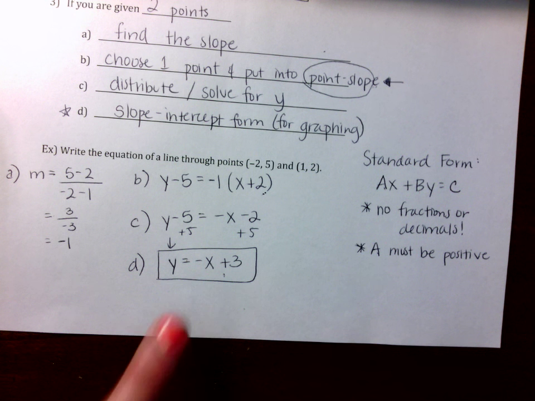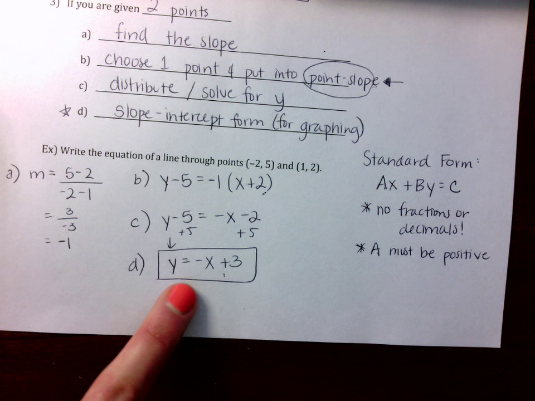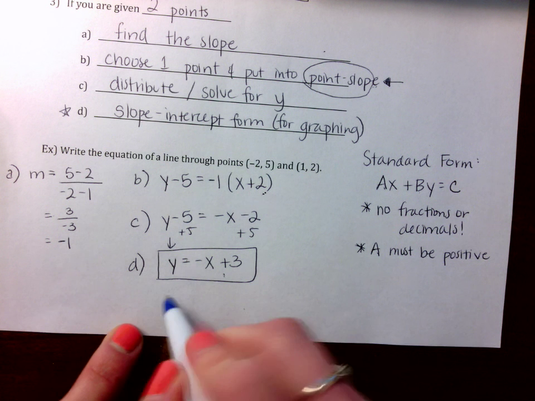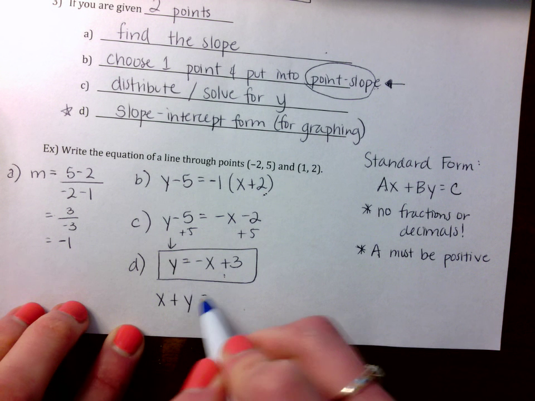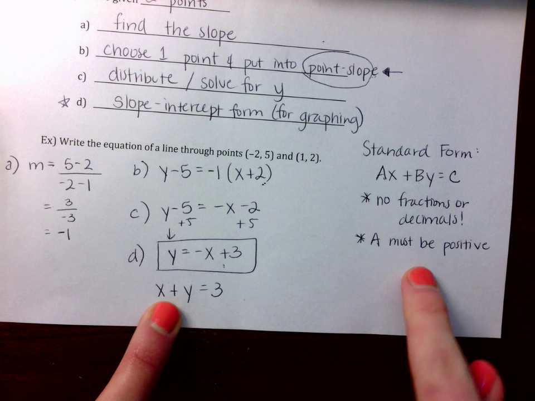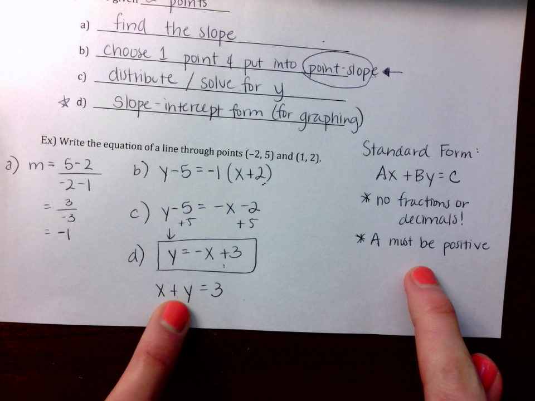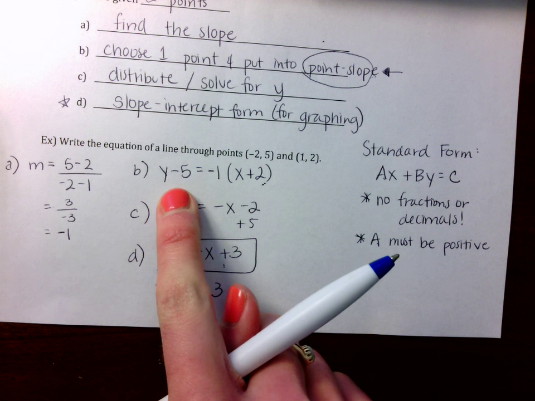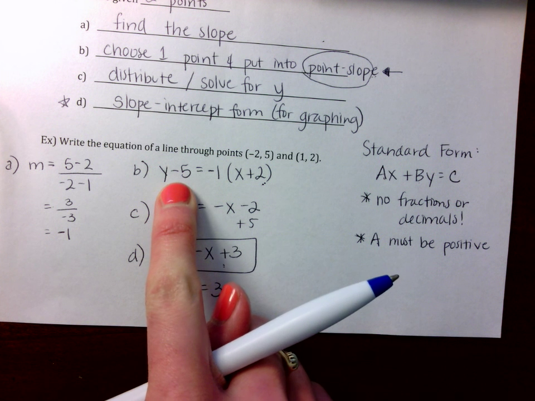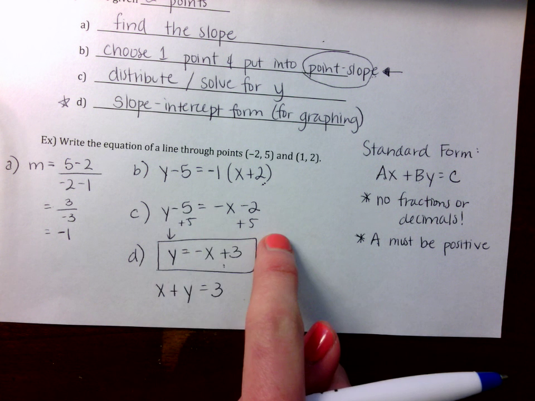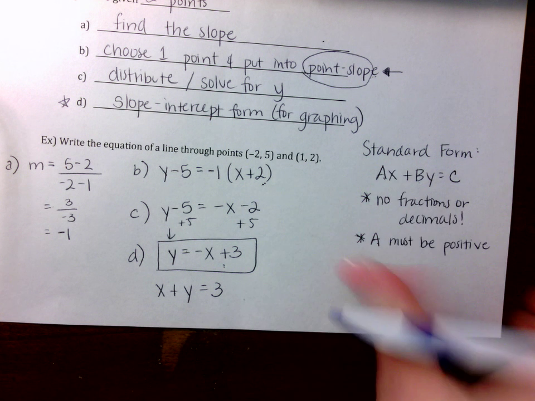Okay, so if we're going for standard form from slope-intercept, it's pretty easy. We're just going to move the x over, and we get x plus y equals 3. And if we look at that, that actually satisfies all of the stipulations for standard form. We have only whole numbers as coefficients, and the coefficient in front of x, which is an imaginary 1, is positive. You can also go from the point slope form that you did up here. It takes a little bit more work. You still have to distribute, and then you'd have to move all your terms over, and you could get it into Ax plus By form.